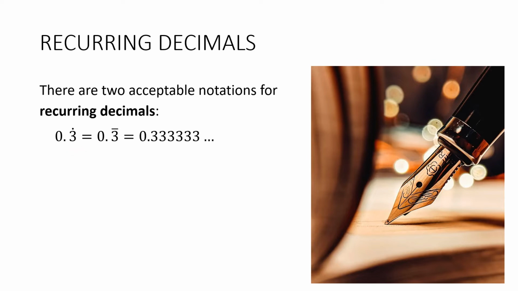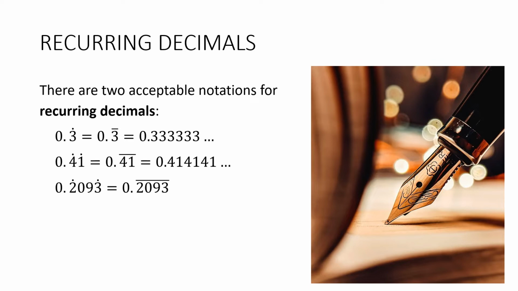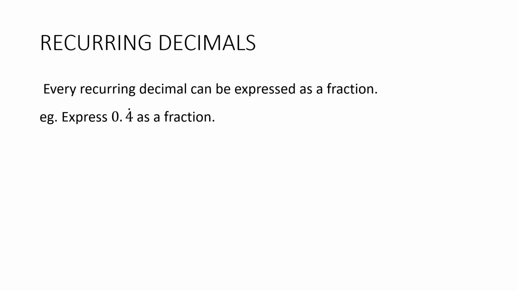And this is the same as 0.333333, etc., etc. If we've got 2 repeating digits, we put a dot over the top of both of them, or the line straight over the top. And this is the same as 0.414141, etc. If we have more than 2 repeating digits, we just dot the first and the last digit that repeats. But if you use this sort of notation, we put a line all the way over the top of it. And this is the same as 0.20932093, etc.